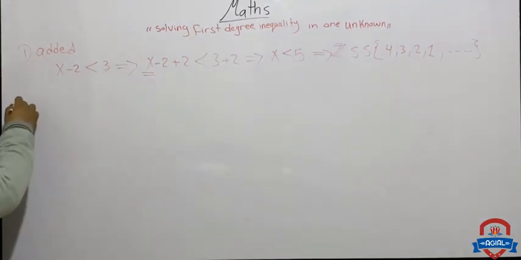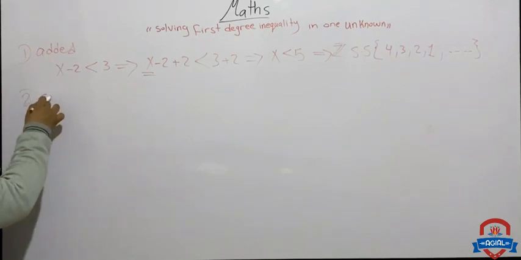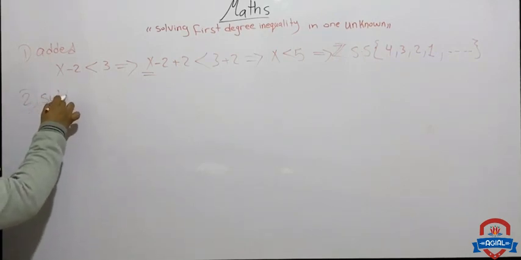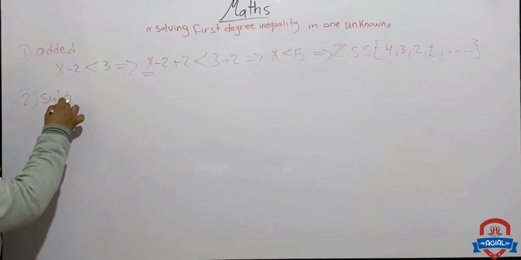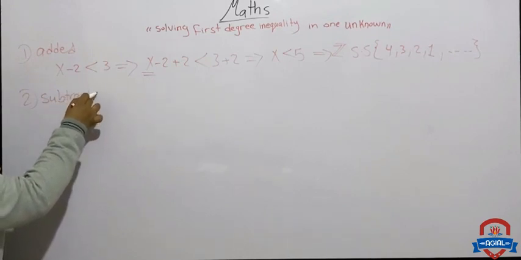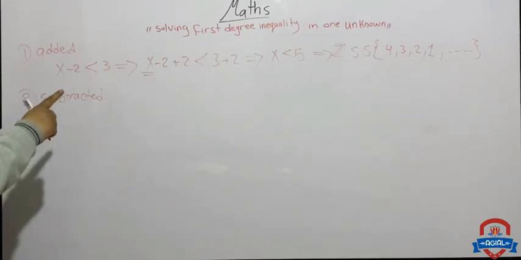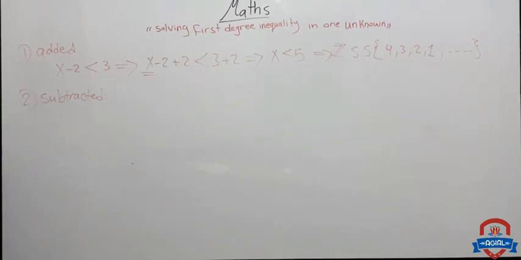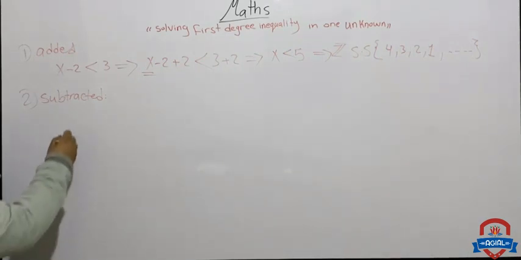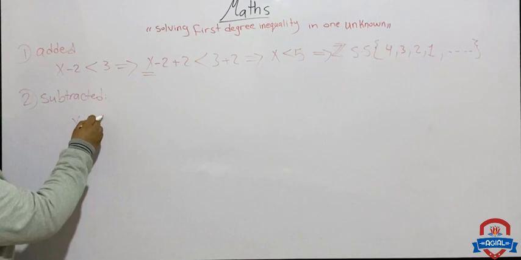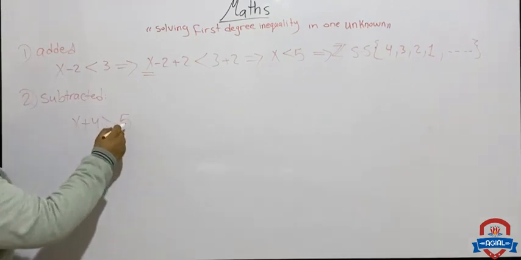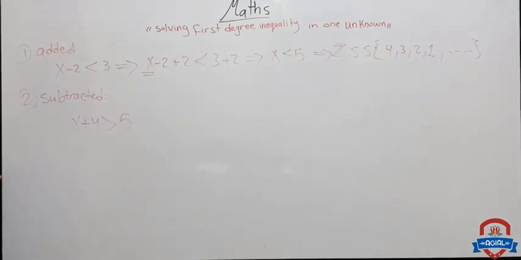The second property is for subtraction. The same number can be subtracted from both sides of an inequality without changing the solution of the inequality. For example, if we have this inequality, x plus 4 is greater than 5.